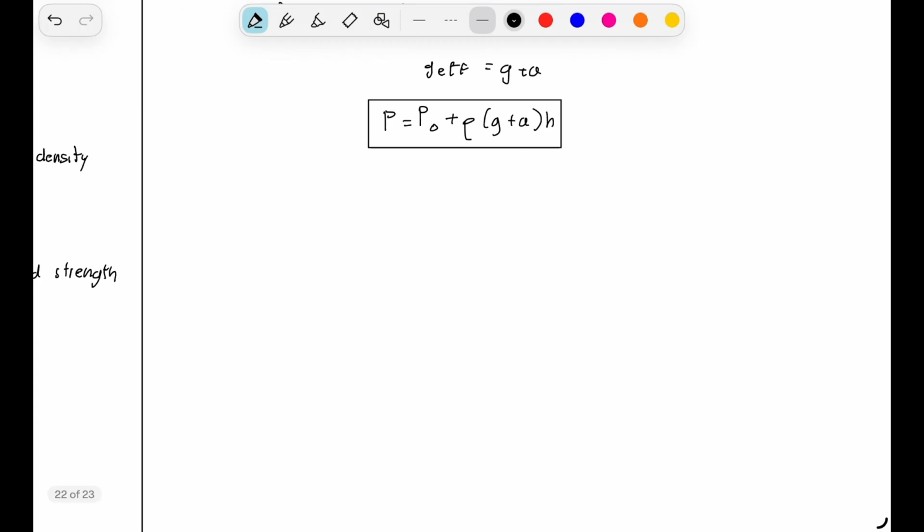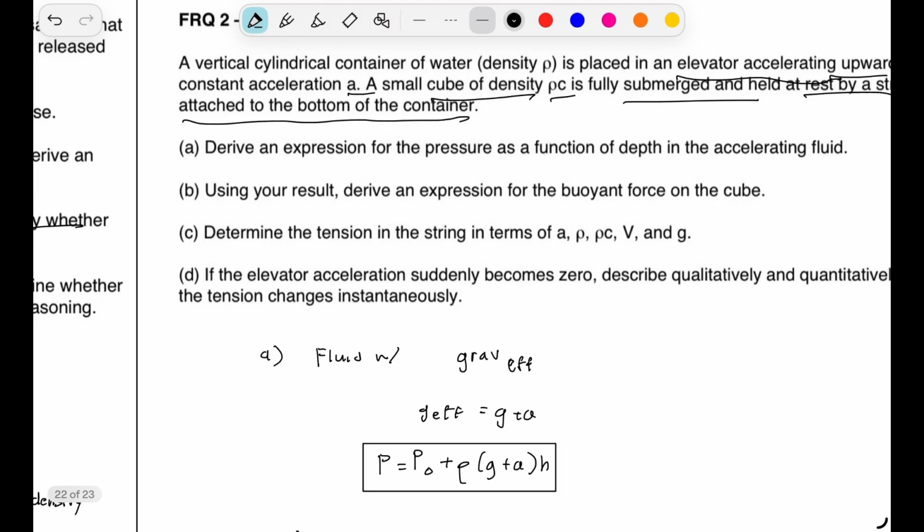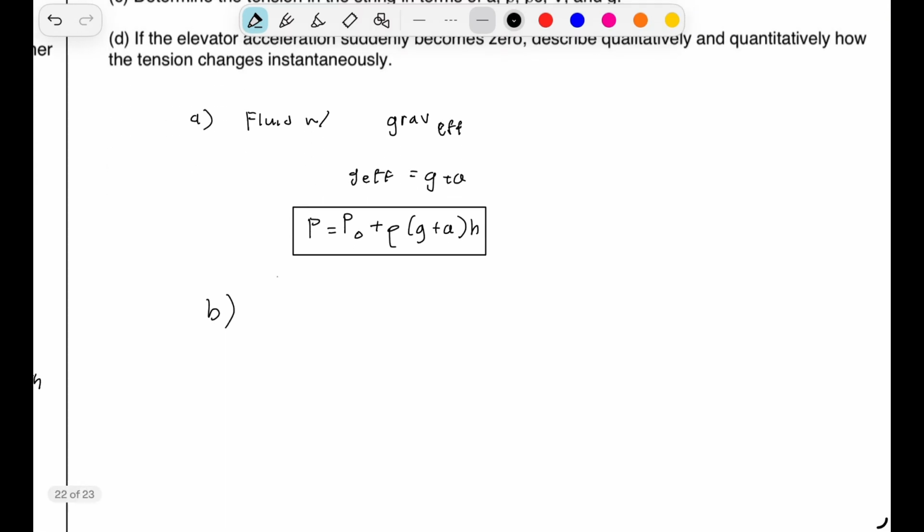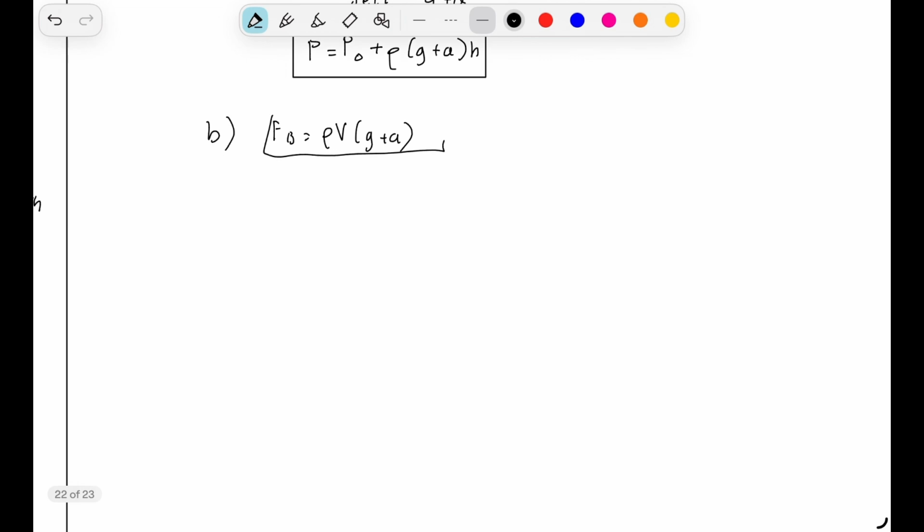Now, how do you find your buoyant force, which is the second part? For buoyant force, this is kind of like what we saw earlier. FB is equal to rho V, times G plus A. So that's going to be your answer.